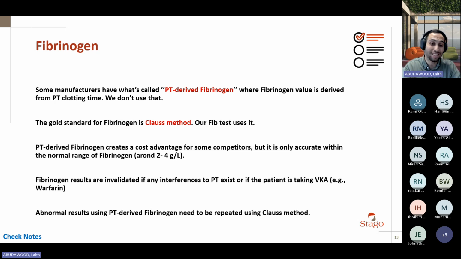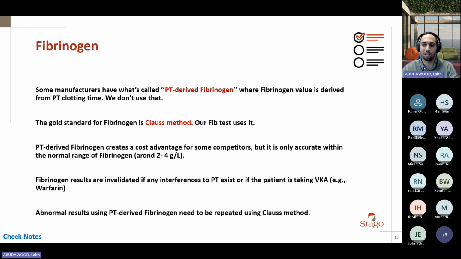The problem is with the PT test itself. An interference with the PT, which you might not realize exists in this patient, will interfere with your fibrinogen results. So that's another problem with PT-derived fibrinogen: any interference with PT, even if the patient is just taking warfarin, and your fibrinogen result is not accurate anymore. You will have to end up using the Clauss method.